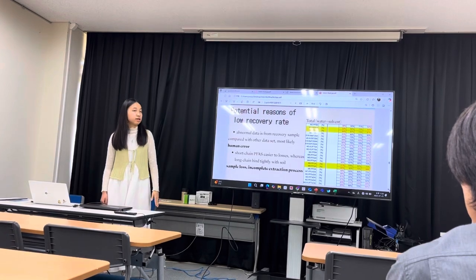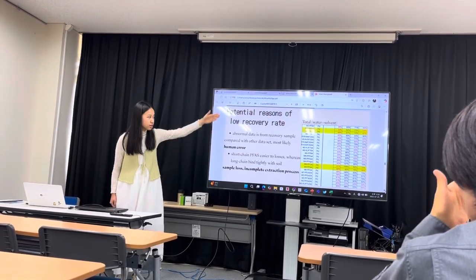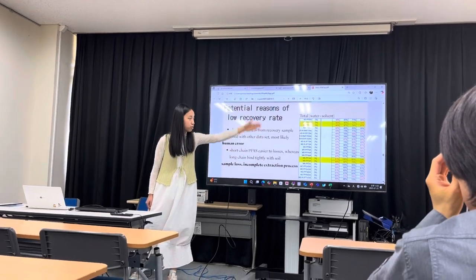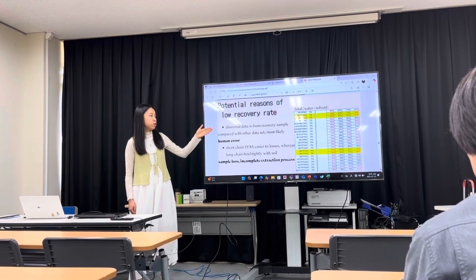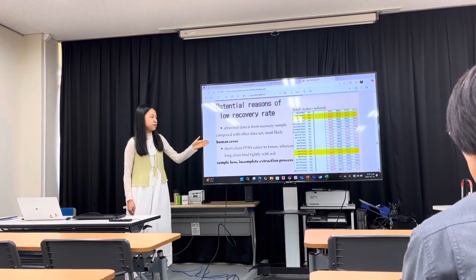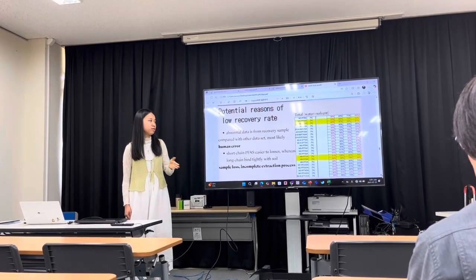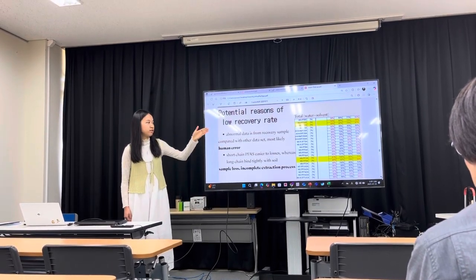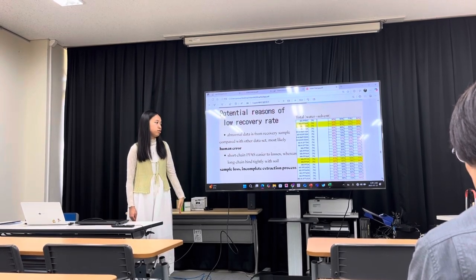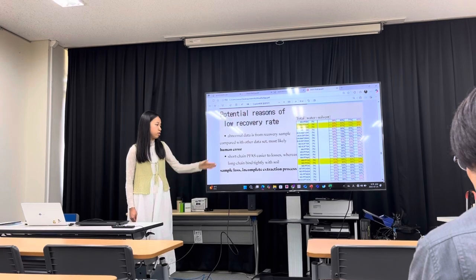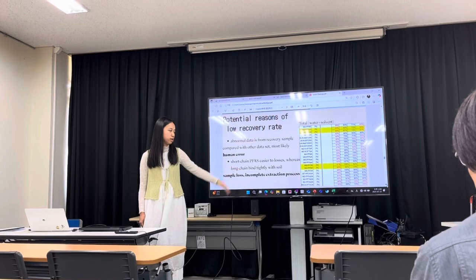Here are the potential reasons that are causing the low recovery rate. First, you can see here, the whole column is red, which is unsatisfying. I mean, for this abnormal data, again, it's only my human error, because compared with other data I used and made, they don't have this problem. And also, short chain PFAS gets lost more easily, whereas long chain binds tightly with soil. So maybe some sample loss and an incomplete extraction process.